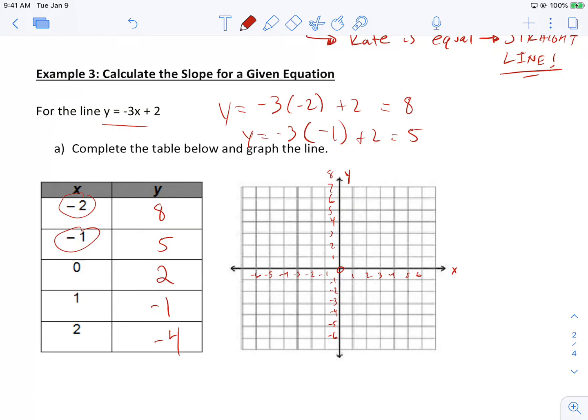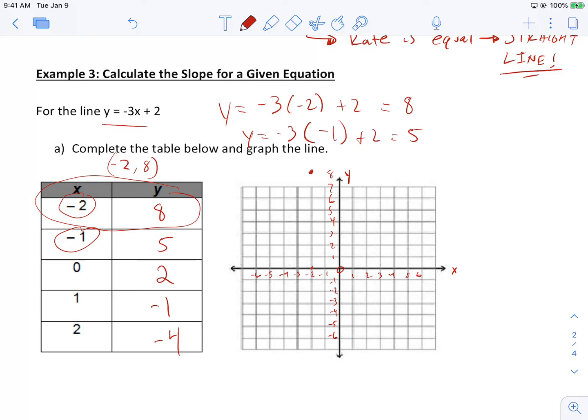So let's take a look at our first point. So our first point is these two things here. Our x value is -2, our y value is 8. So that's our first point. So what we'll do is we'll move to our -2 over here, and then we'll go up to our 8. So our first point is that point right there.